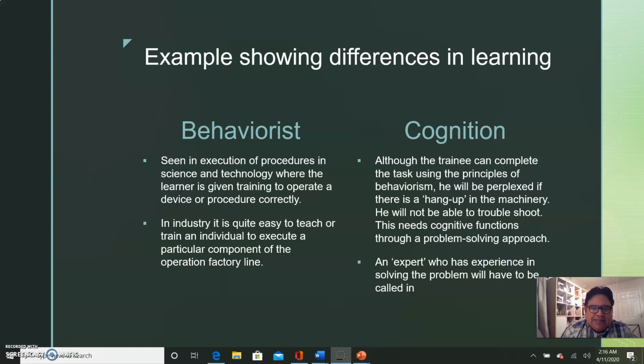Behaviorism is used when trying to show a procedure to a student in science or technology, where the learner is given training to operate a device or a procedure correctly and is asked to repeat it. Whereas in cognition, the student is able to be taught using behaviorism initially a procedure. Where there will be a problem is if there's a hang up, something going wrong with a procedure, unexpected problems, the student who does not have cognition abilities won't be able to problem solve his or her way out of it.